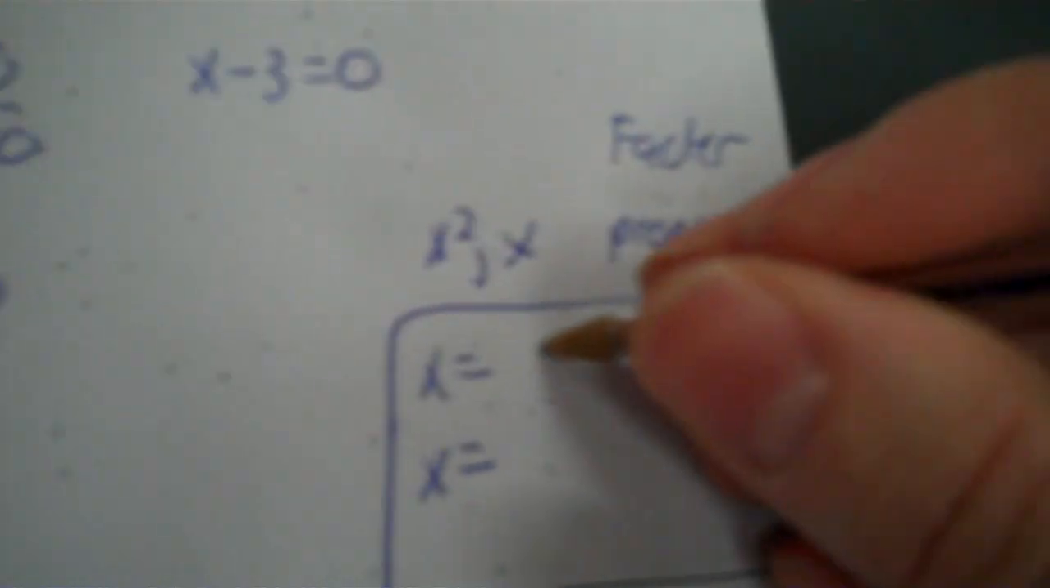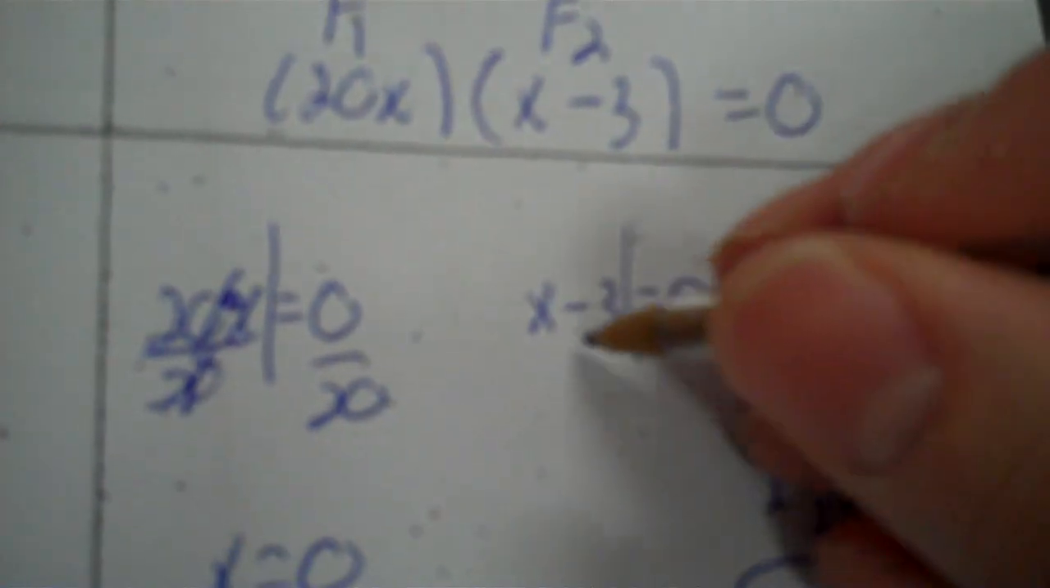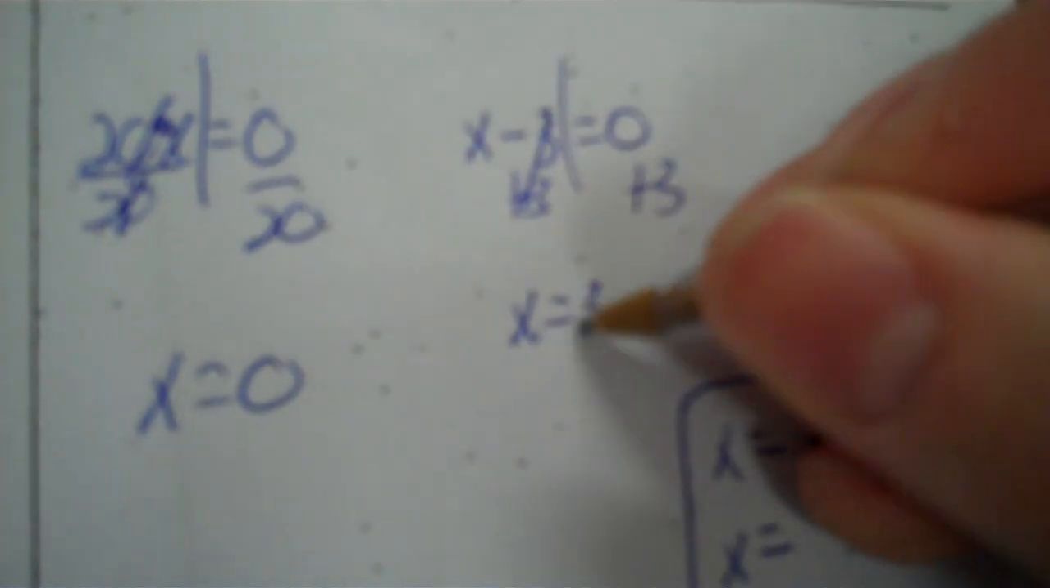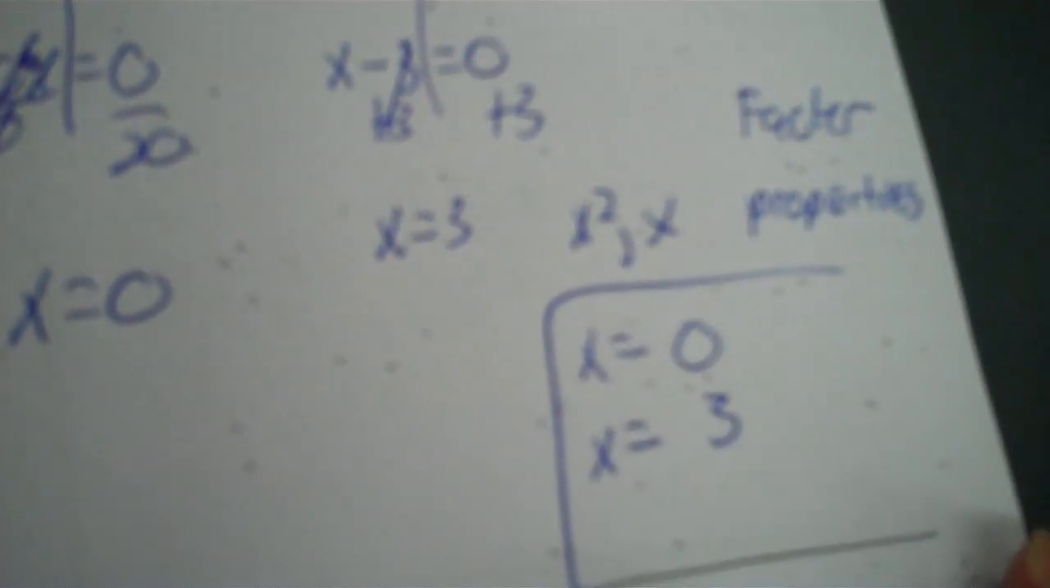Okay, so we have 20 times x, so we get rid of times with divide. 0 divided by 20 is 0. X minus 3, plus 3, plus 3, and x equals 3. 0 and 3 are the two answers.